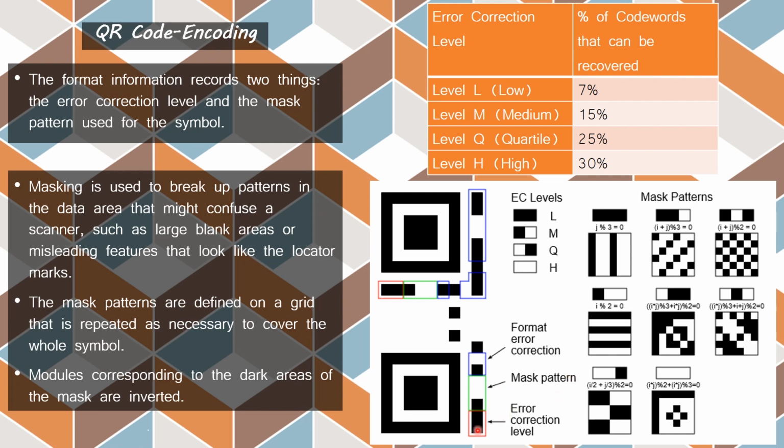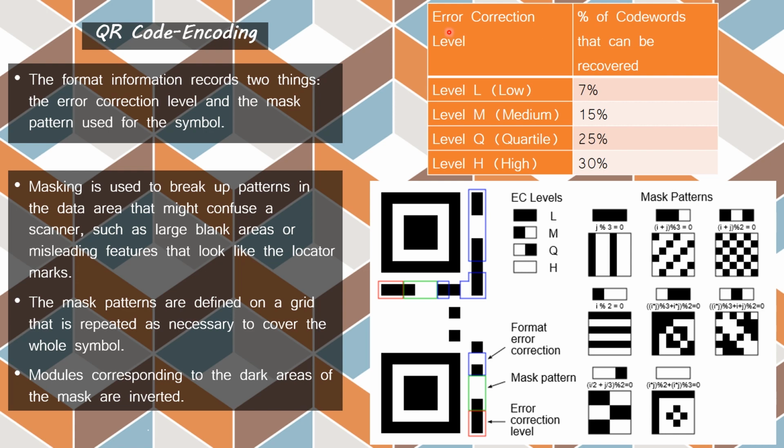A dark square corresponds to 1 and a white square corresponds to 0. This is how your data is stored in binary form in the QR code. So if you have 2 dark squares, which means 1 1, that is error correction level low. If it is 1 0, error correction level medium. If it is 0 1, error correction level quartile. And if it is 0 0, error correction level high.